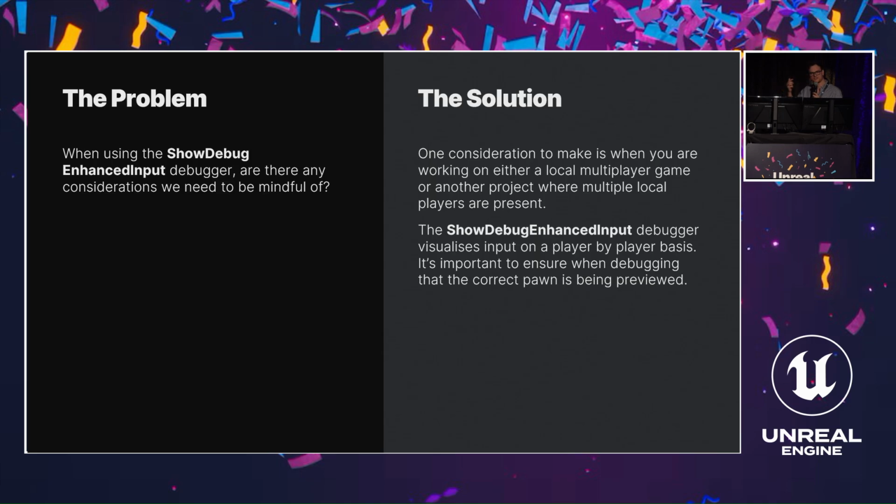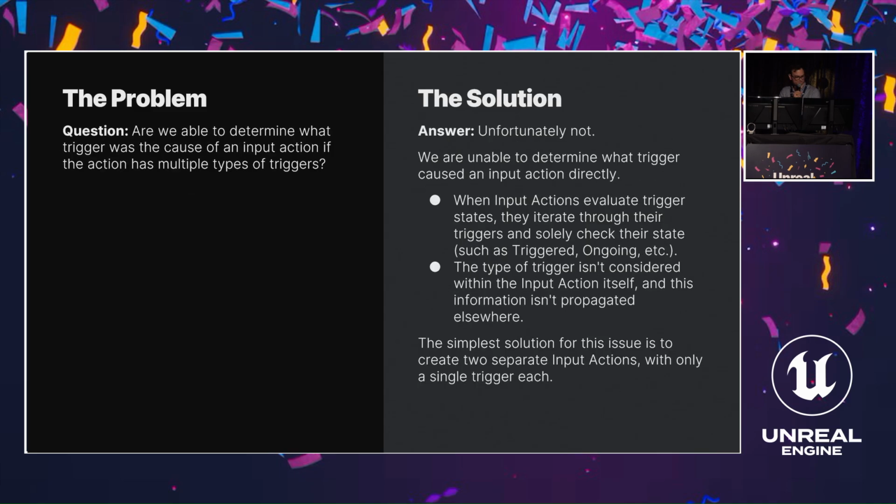Cool. When you're using the show debug enhanced input debugger, it's also important to consider certain factors that ensure effective debugging, especially for scenarios like local multiplayer games or projects with multiple local players. One crucial consideration for the visualization of player input is that it's on a player-by-player basis. So the enhanced input debugger provides insights into input on each player individually, and it's vital to double-check that you're actually previewing the correct pawn while you're debugging. This ensures that the displayed input corresponds accurately to the intended player's actions, and you won't be left wondering why no input is being recognized while debugging or troubleshooting.